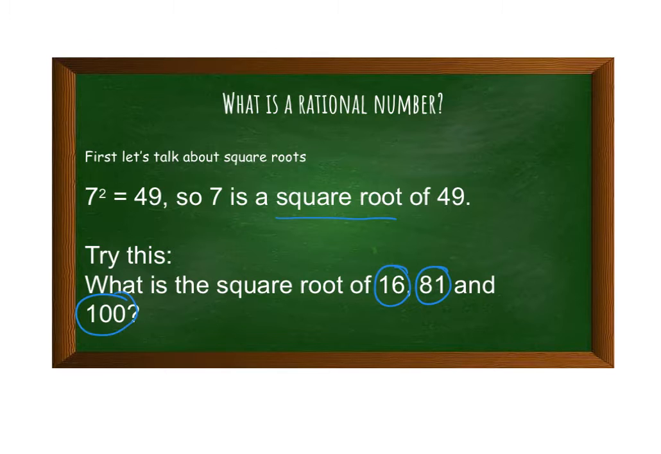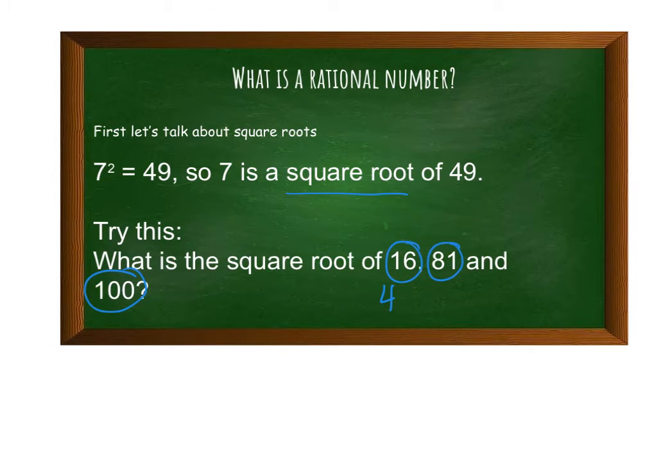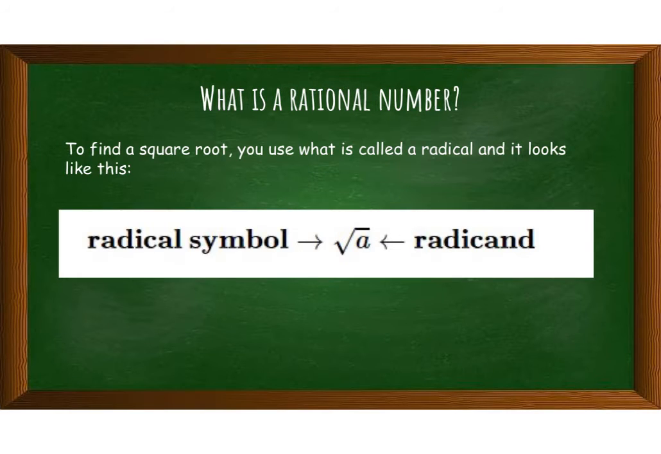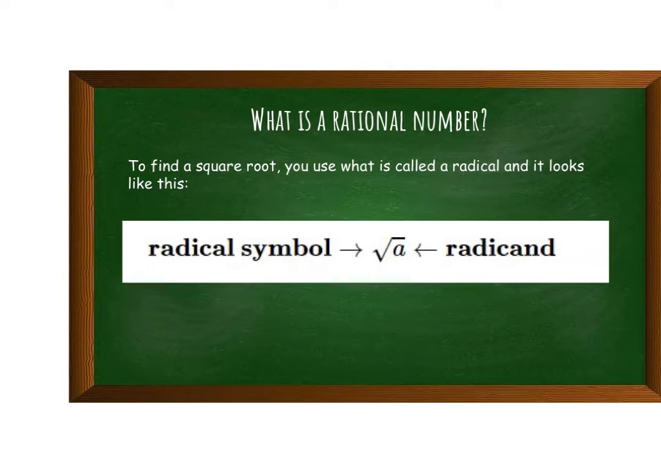So for 16, it's 4. 4 times 4 is 16. 81, it's 9. And 100, it's 10. Okay? If you square any of those, they will become 16, 81, and 100. To find a square root, you use what is called a radical, and it looks like this.